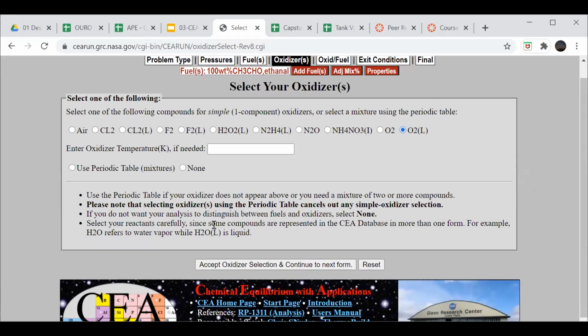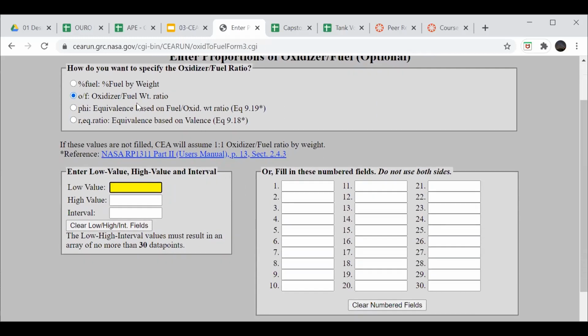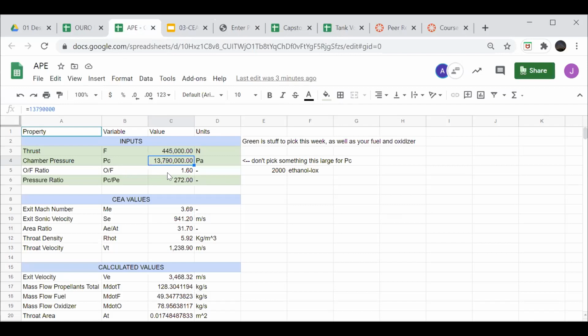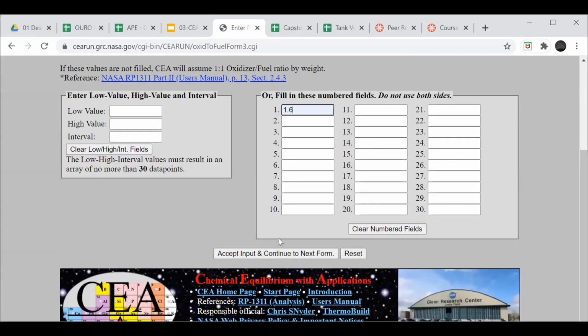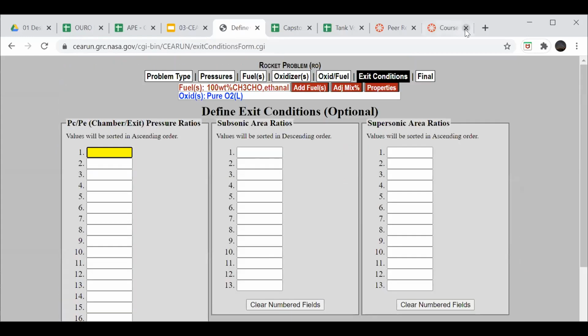We're using liquid ox. Again, you can select anything you want. But it will probably not diverge if you select something that's not reactive, like, I don't know, carbon. OF ratio, I think we also used 1.6 for this. Yeah. Oh, not tab. And continue.